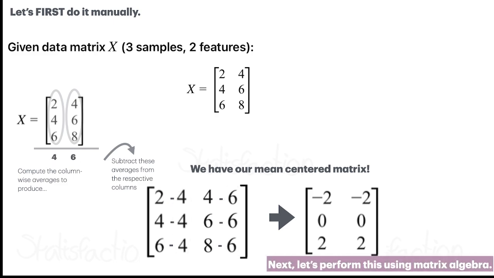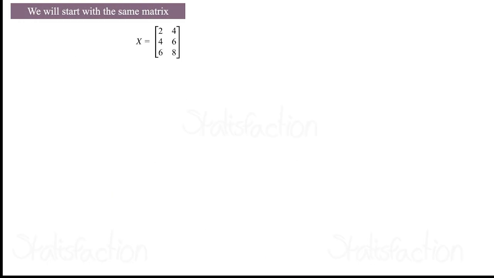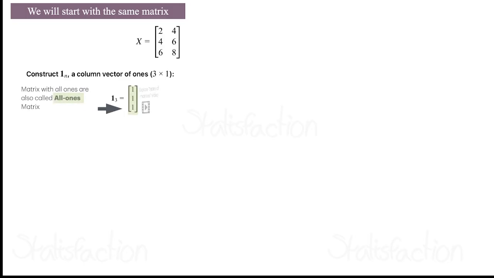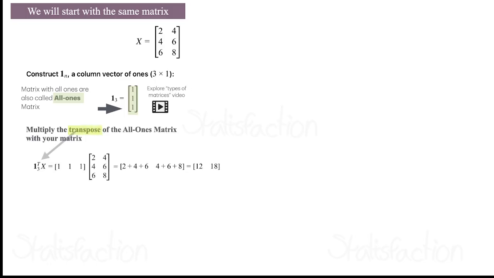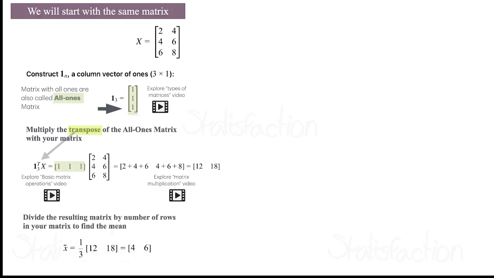Next, we will perform this using matrix algebra. Let's do this again with matrix X. First, we construct a 3x1 column matrix of all ones, denoted by 1 subscript 3 as shown here. Next, we multiply the transpose of the all ones matrix, which is a 1x3 matrix, with X. Finally, we divide by the number of rows in our original matrix, 3.